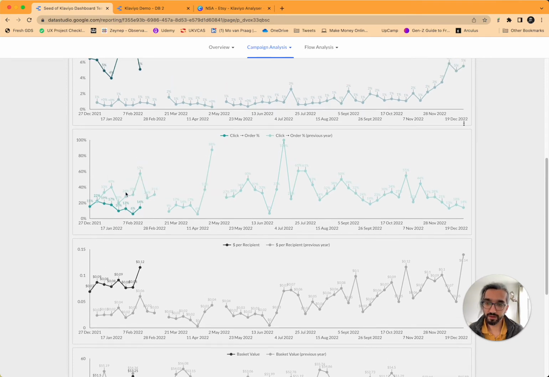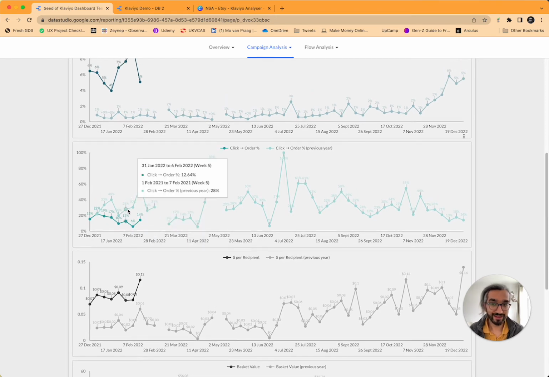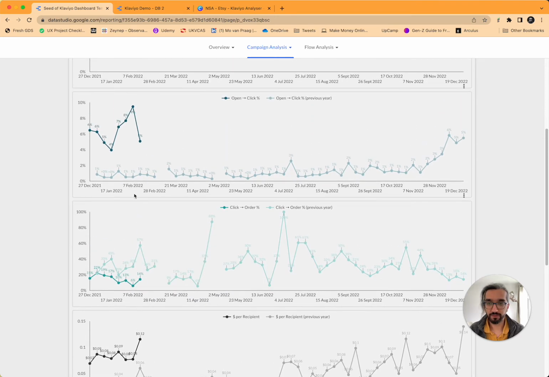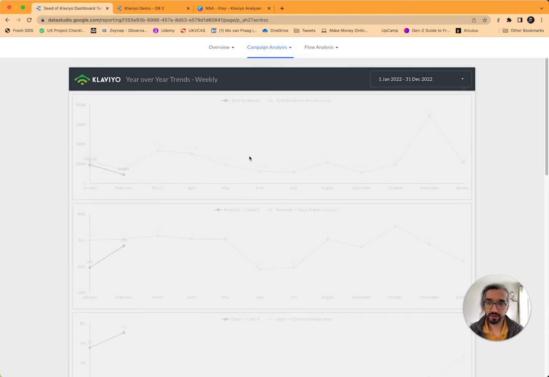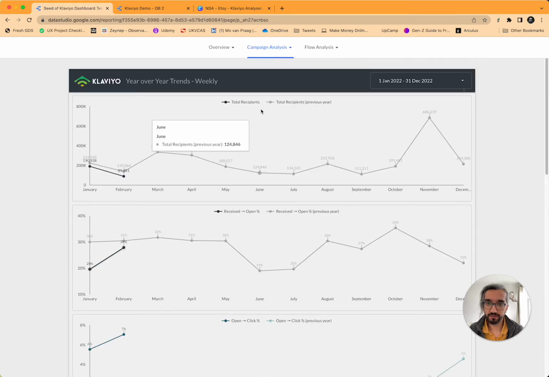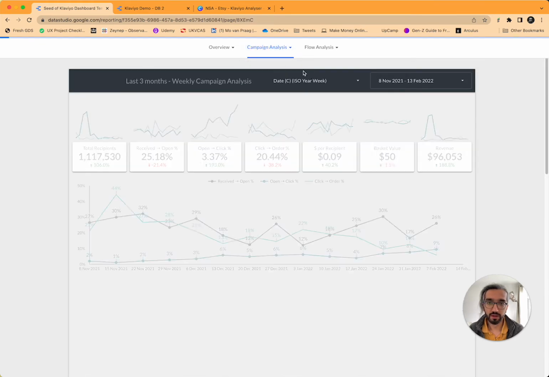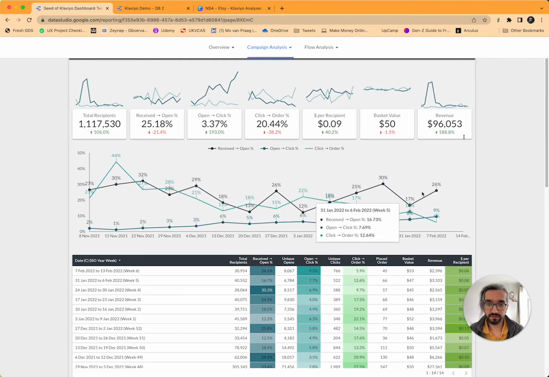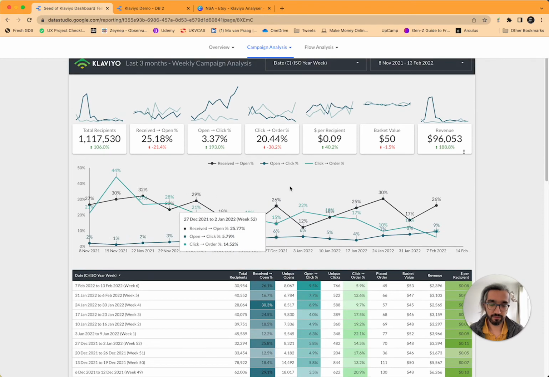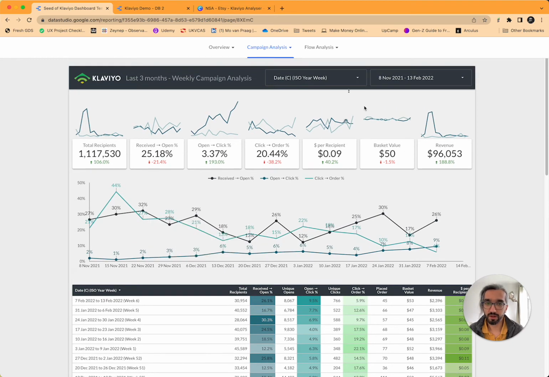Our performance has been halved, so we need to take care of this metric. We can look at this analysis monthly, and this is the weekly campaign analysis. You can see the line charts here, which is one of my favorite areas on this page. You can see the total recipients, open rate, click-through rate, conversion rate, revenue per recipient, and revenue, etc.